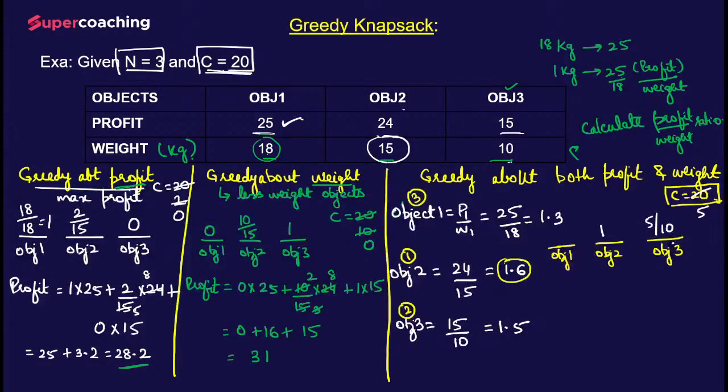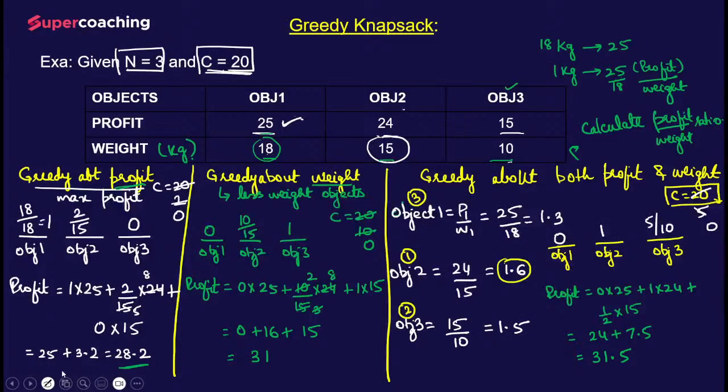You see here we can carry objects in fractions as well. That's why this is known as the fractional knapsack. There is no possibility left for object 1, so object 1 will not be taken. Now you can calculate the profit. Object 1 is not taken. Object 2 is taken completely. Object 3 is taken half, so half of the profit will be obtained. That comes out to be 24 plus 7.5, that is 31.5.